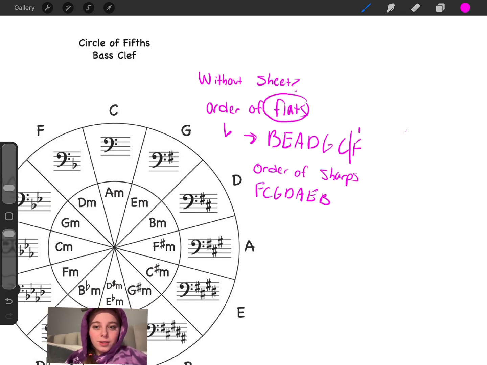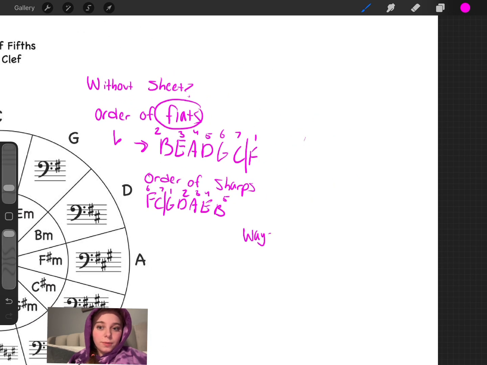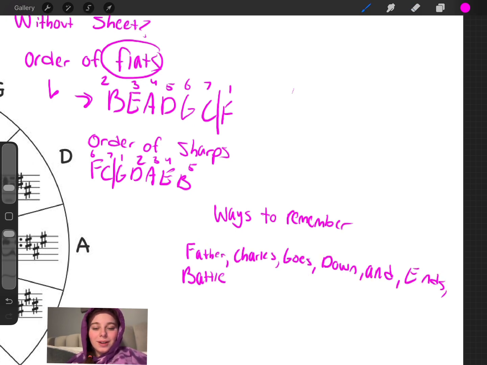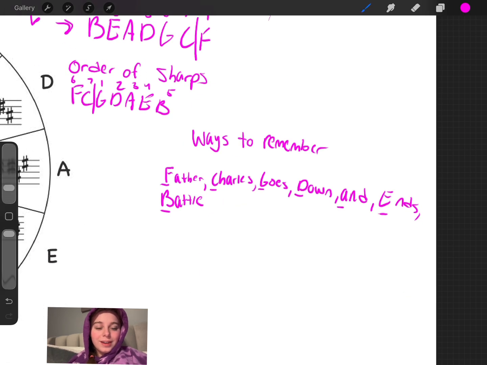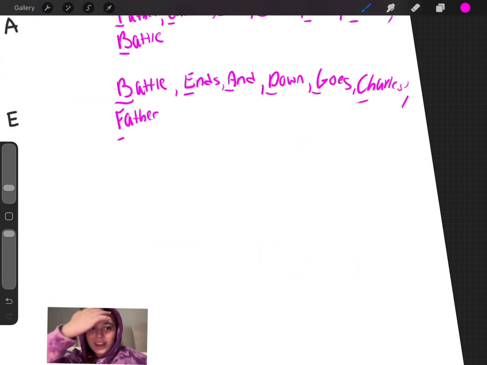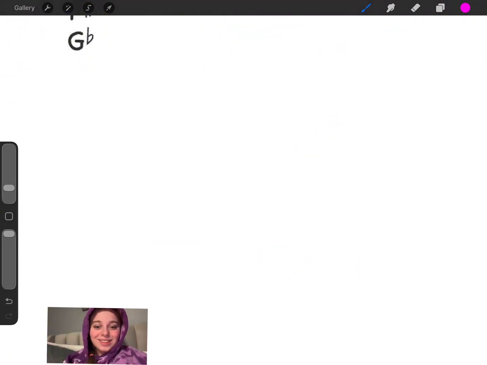The first one is "Father Charles Goes Down And Ends Battle." And that's the sharps order. Then the flats order would be "Battle Ends And Down Goes Charles's Father." Here's another fun way to memorize the sharps: "Freaky Camels Go Down Alleyways Eating Babies." I had to mention that because a teacher or friend mentioned it, and I thought it was kind of funny. Maybe not.